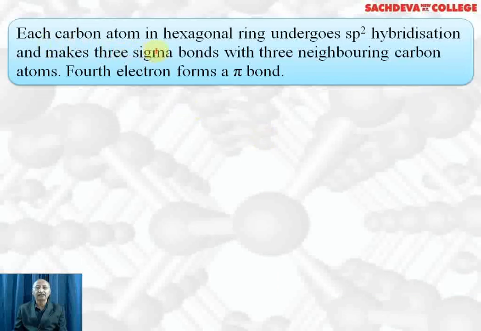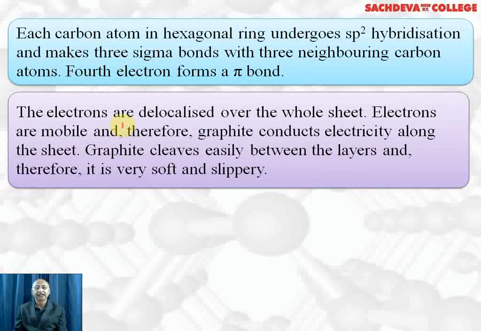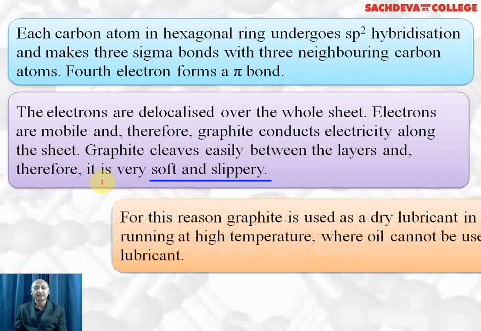Each carbon atom in the hexagonal ring undergoes sp2 hybridization and makes 3 sigma bonds with 3 neighboring carbon atoms. The fourth electron forms a pi bond. The electrons are delocalized over the whole sheet. Electrons are mobile and therefore graphite can conduct electricity along the sheet. Graphite cleaves easily between the layers and therefore it is soft and slippery.